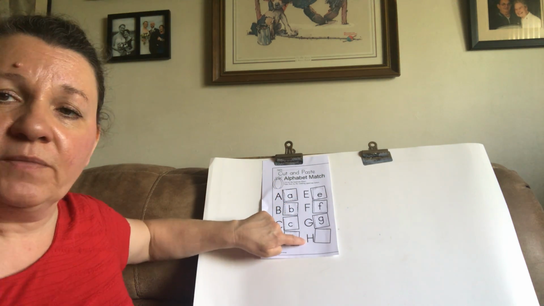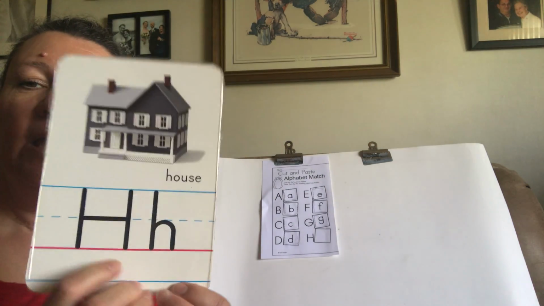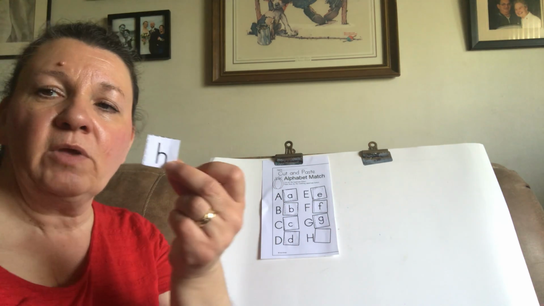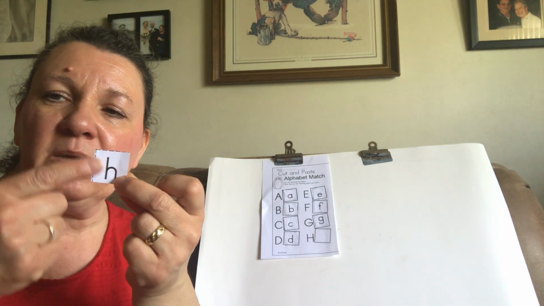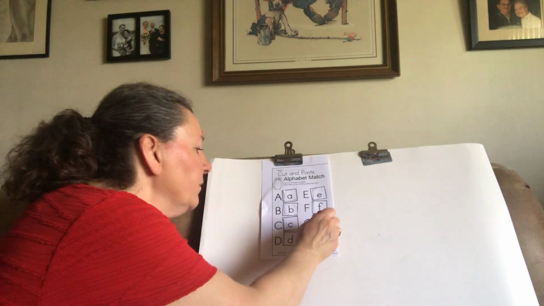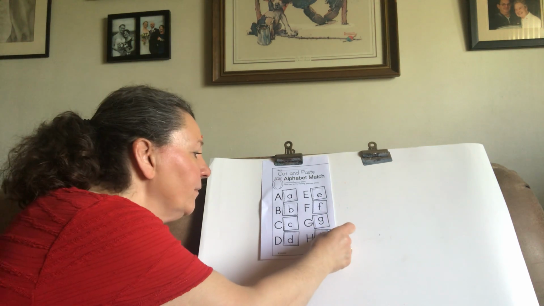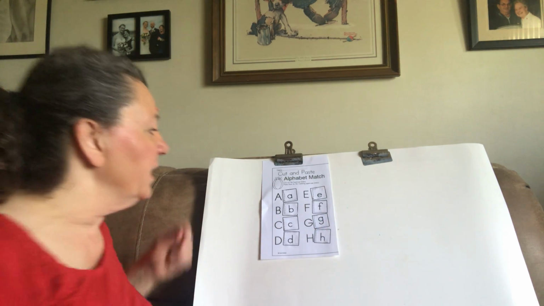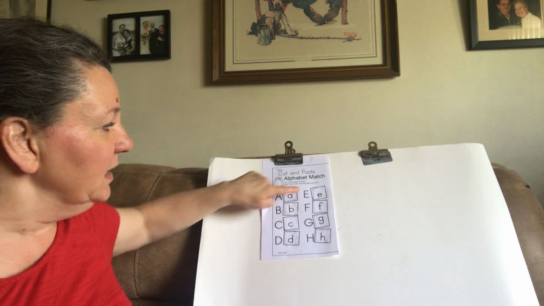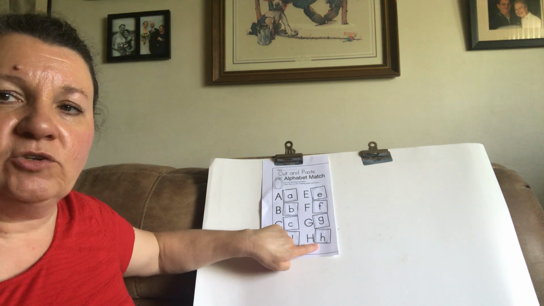What's our last one there? That's our letter H. Okay, so we have our capital H and our lowercase h. So now when we put our H, okay, you want to make sure that this big part is up on top and the hill is down towards the bottom. All right, so we have A, B, C, D, E, F, G, H.